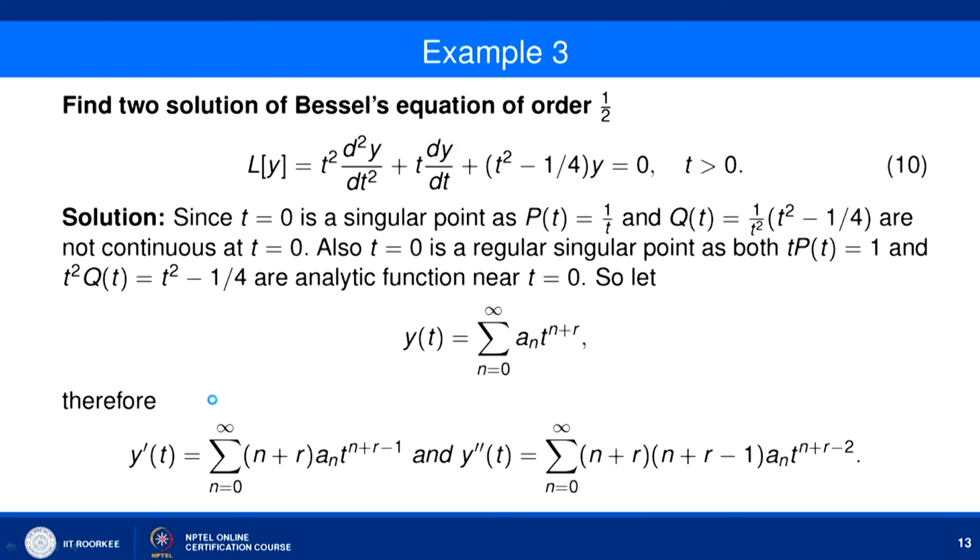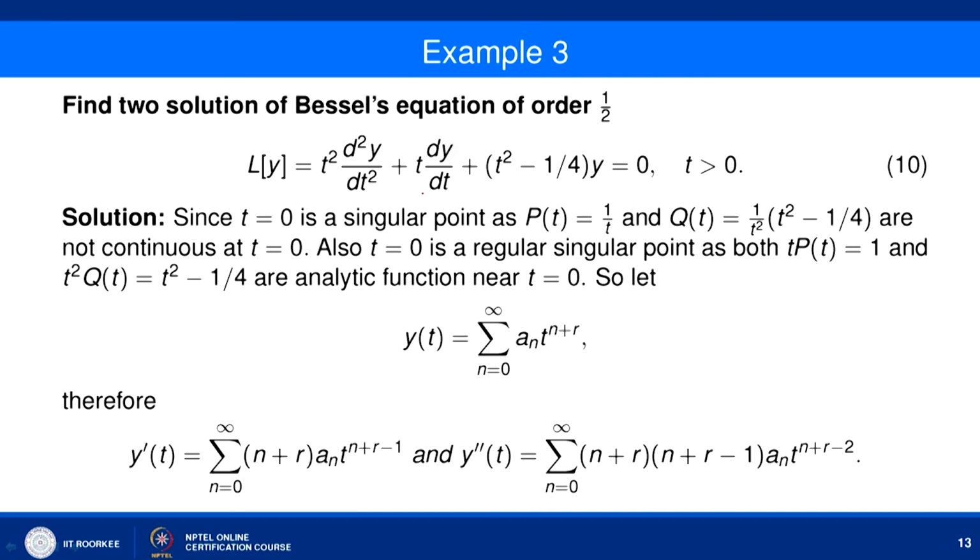So, let us take one example based on this, where the roots differ by an integer. Here let us take Bessel's equation of order 1 by 2. It is t square d2y by dt square plus t dy by dt plus t square minus 1 by 4 y equal to 0. Here I am assuming that t is positive.